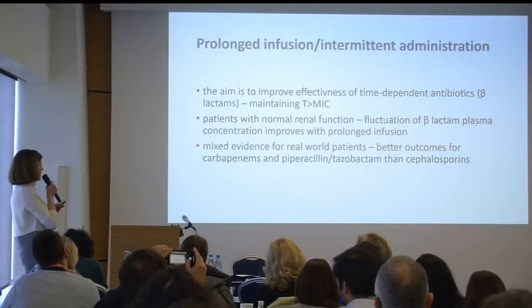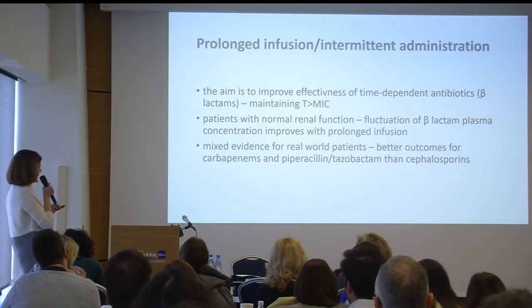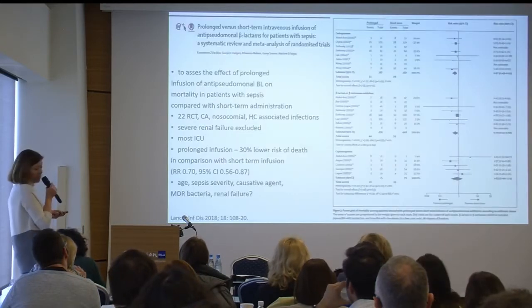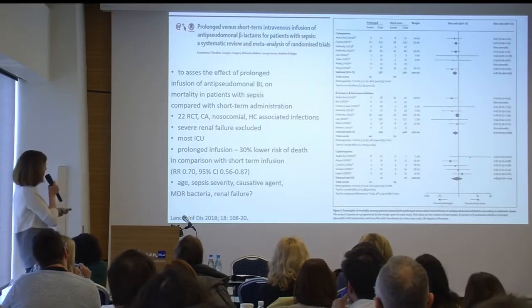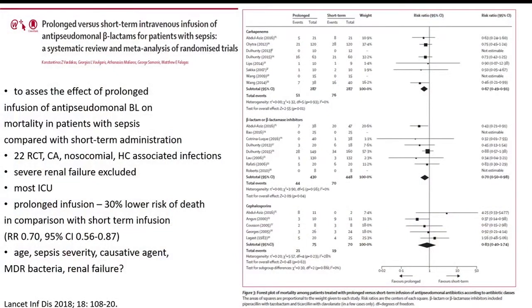For the real-world patients, for now they had better outcomes for carbapenems and piperacillin-tazobactam than cephalosporins. This is one of the latest meta-analyses on this topic. They evaluated the anti-pseudomonas beta-lactams, and they found the difference using prolonged infusion. There was a 30% lower risk of death in comparison with short-term infusion. It was a huge meta-analysis including 22 randomized controlled trials, mostly ICU patients, but severe renal failure was excluded. And also they couldn't answer questions about sepsis severity, causative agents, MDR bacteria, and so on.